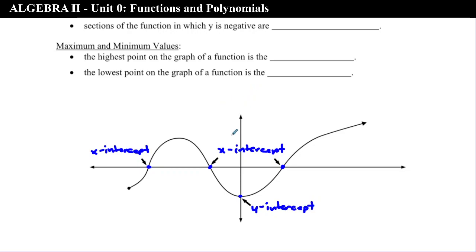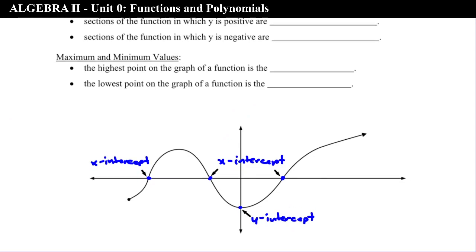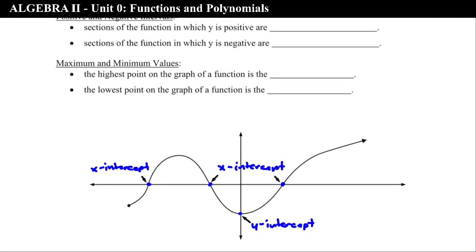Okay, now let's talk about the next concept, and that would be positive and negative intervals. Your positive intervals are the sections of the function in which y is positive. In fact, let me use a different color that's going to go along with what we're going to be using on the graph. So we've got your positive intervals. Basically, we're looking at all the values that are above the x-axis.